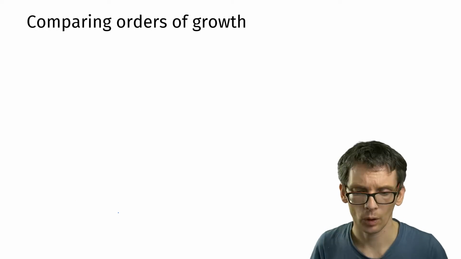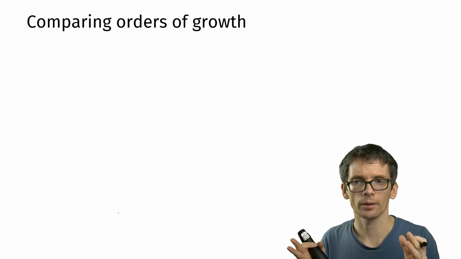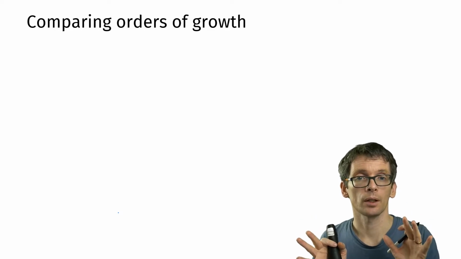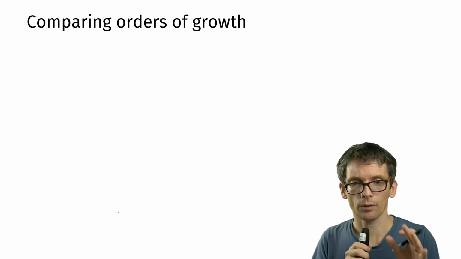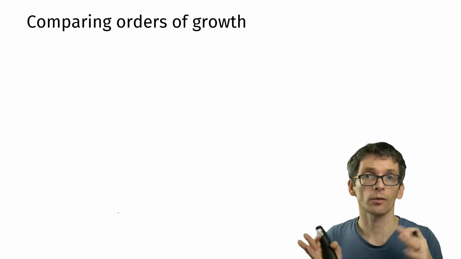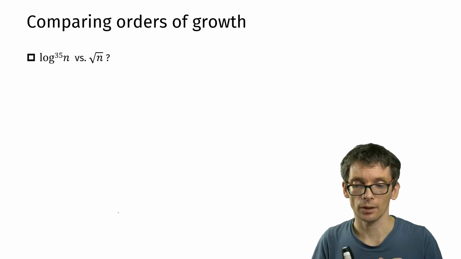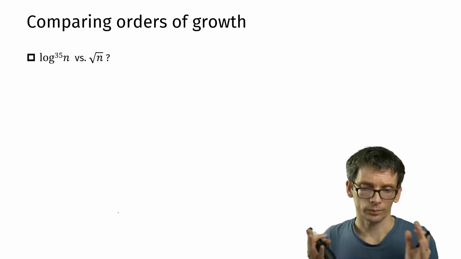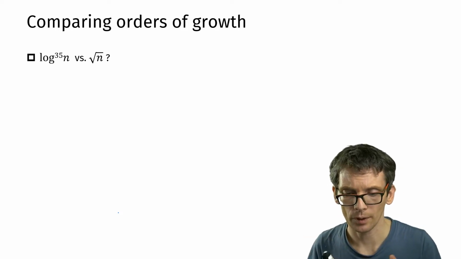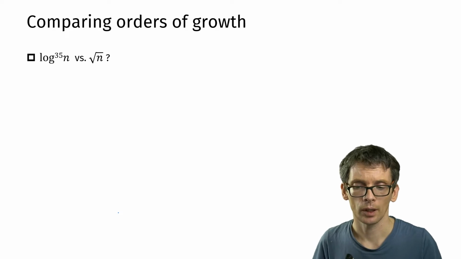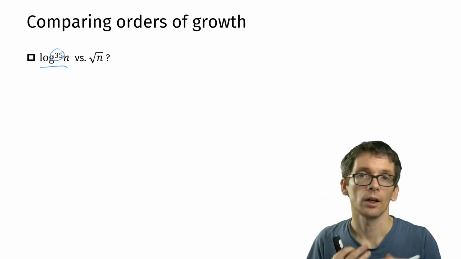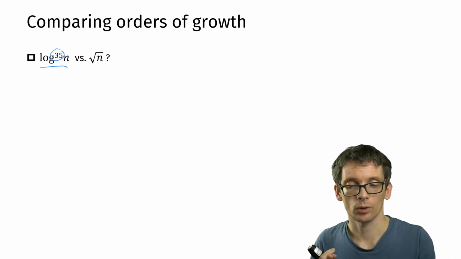We want to compare growth rates next by some examples. For that, we have to look a bit more at different types of functions. So let's do that. Logarithms often show up in the context of algorithms. Let's say I take the logarithm of n to the 35. How does that compare to square root of n?